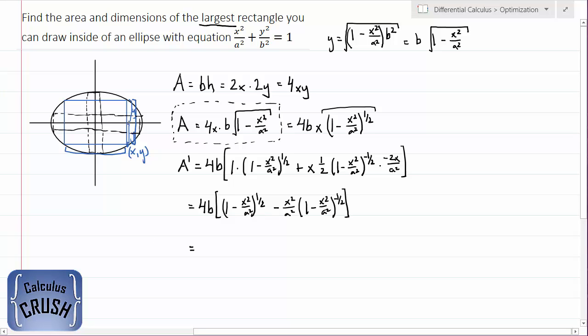Now we can factor out what's common between these two, and we can pull out a 1 minus x squared over a squared to the power of minus 1/2. We have to take out the smallest one. We've got a 1/2 here, and we've got a minus 1/2. Minus 1/2 is smaller than 1/2. So what we're left over with is 1 minus x squared over a squared to the power of 1, because you pulled out a minus 1/2. So minus a minus 1/2 is plus a 1/2, minus x squared over a squared.